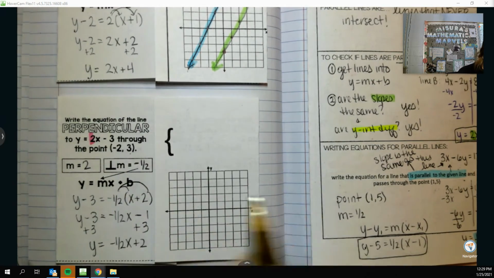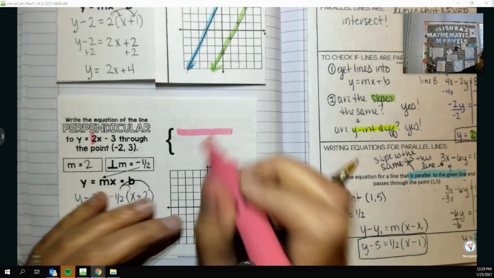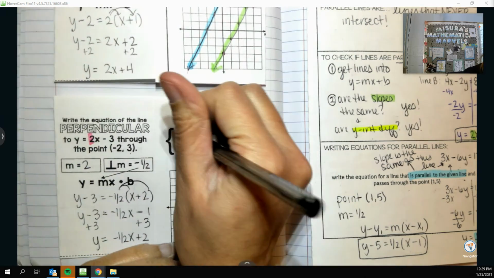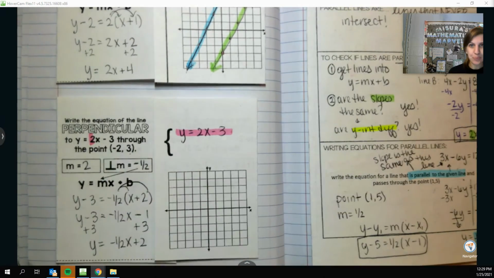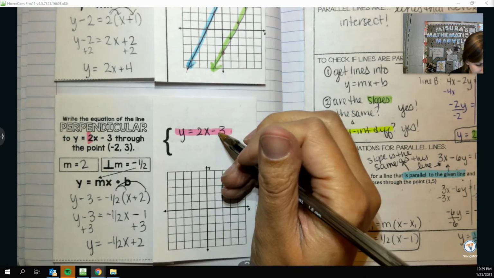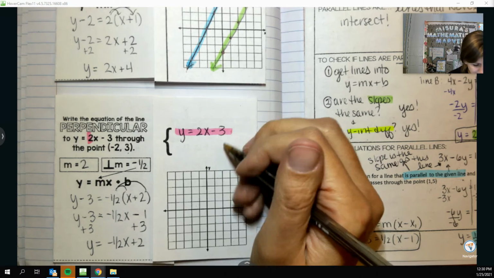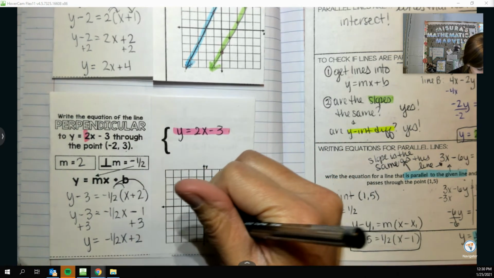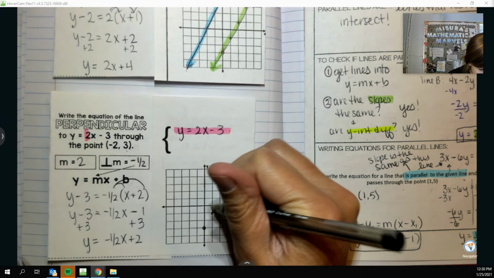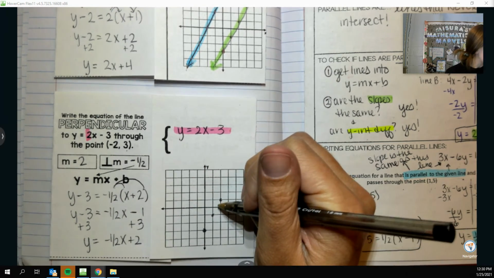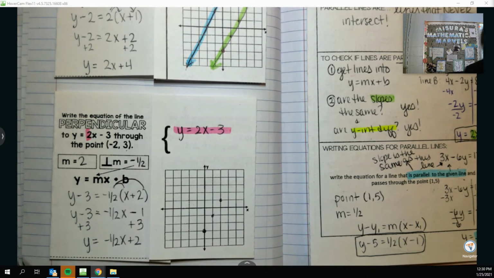So if I'm going to graph both these lines, let's say the first line I'm going to do in pink is the line they give to me. So y equals 2x minus 3. I would go and plot my y-intercept at -3. And then do my slope of up 2, forward 1. We can go a bunch of times, and then I'm going to get a real nice straight line here.